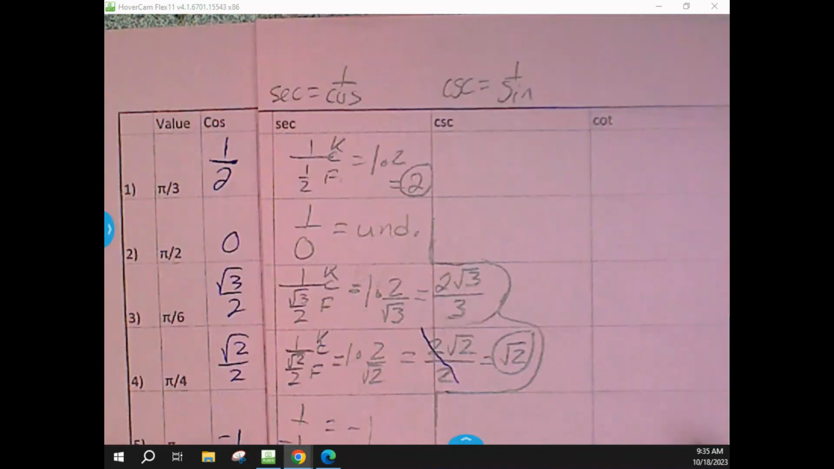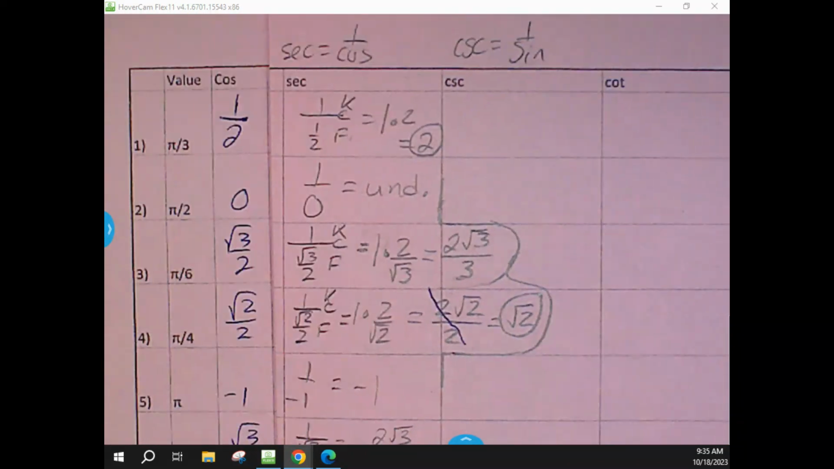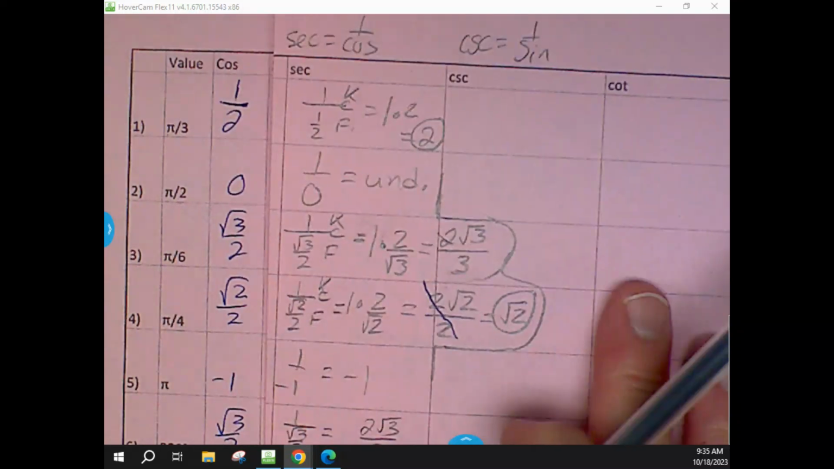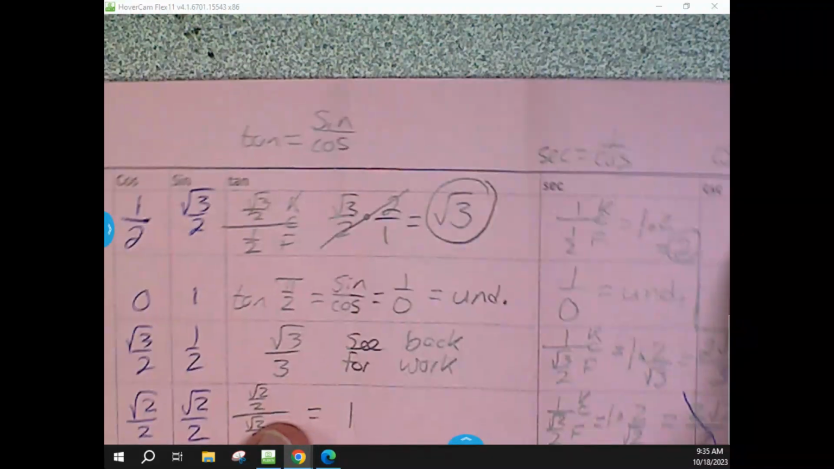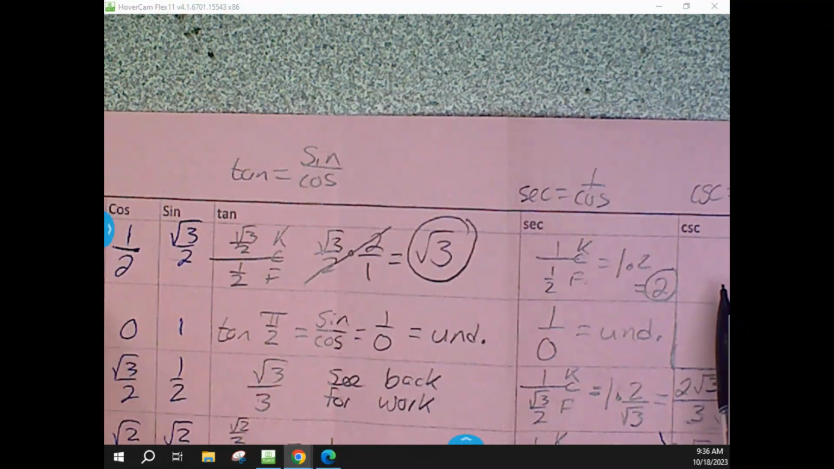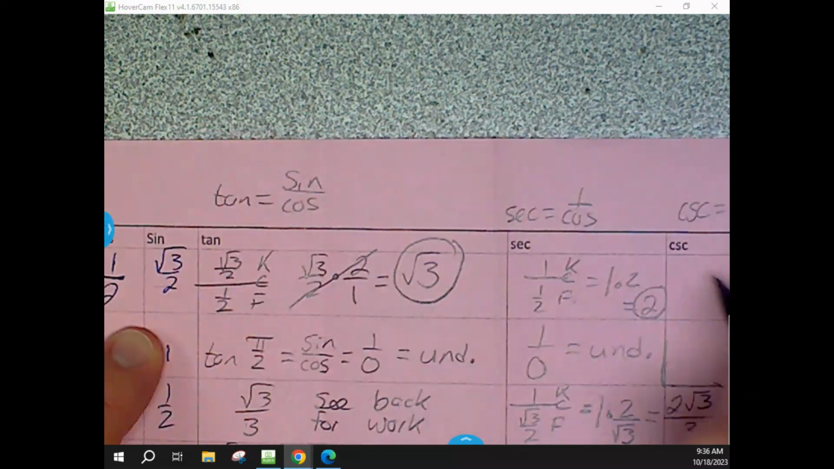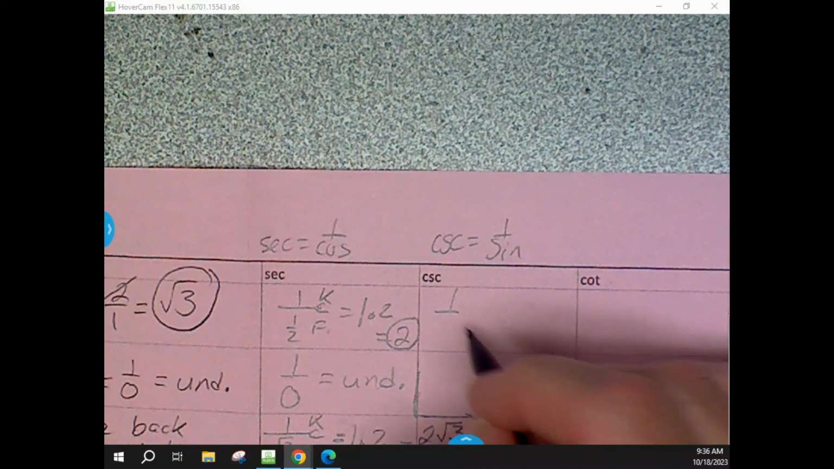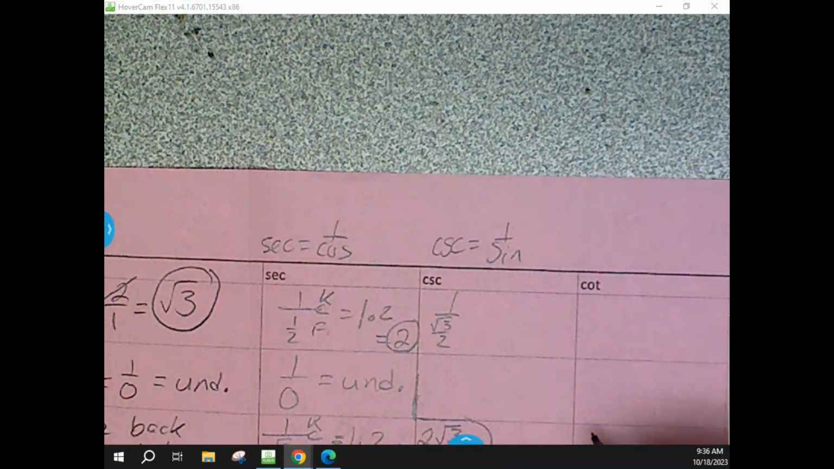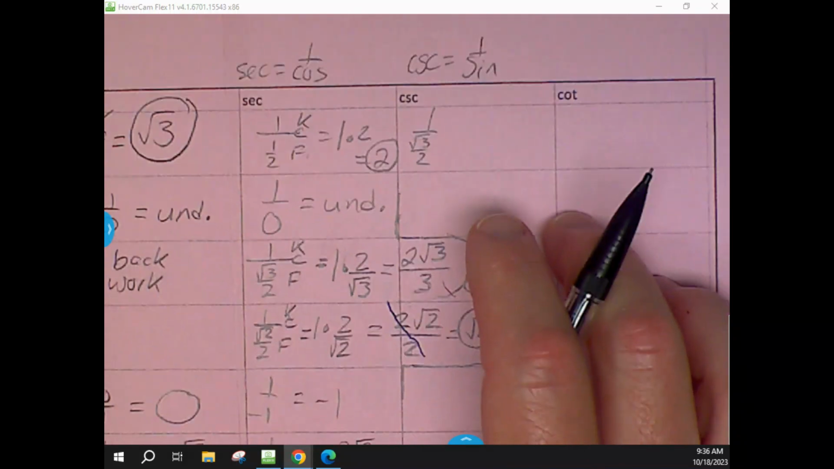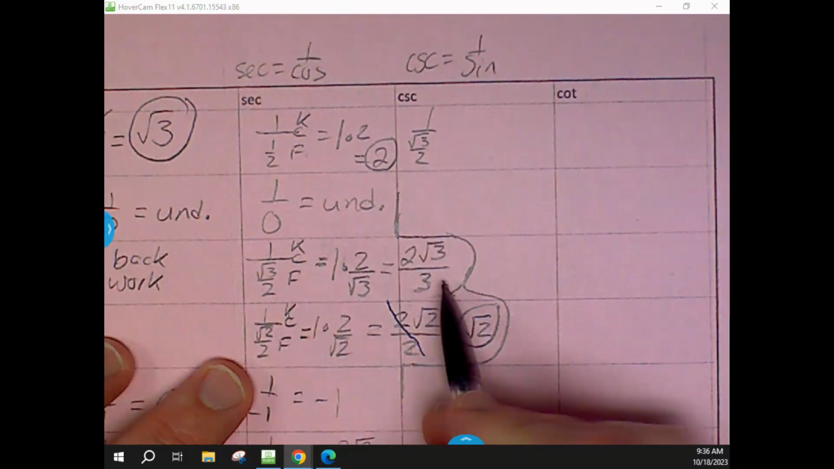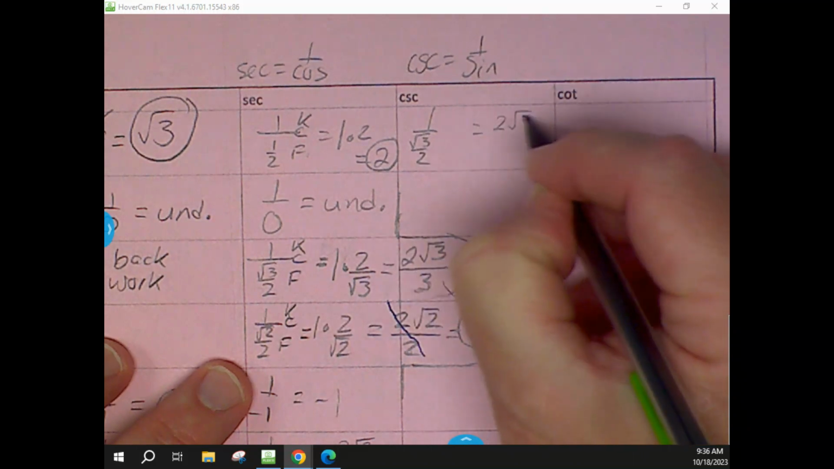Okay, you want to know the good news for cosecant? It's 1 over sine. You've already got all your answers right here because if we do cosecant on this one, we're doing the cosecant of pi over 3. And again, cosecant is 1 over sine, so this would be 1 over square root of 3 over 2. But again, you've already done that part right here. We know this answer is going to be 2 square root of 3 over 3.